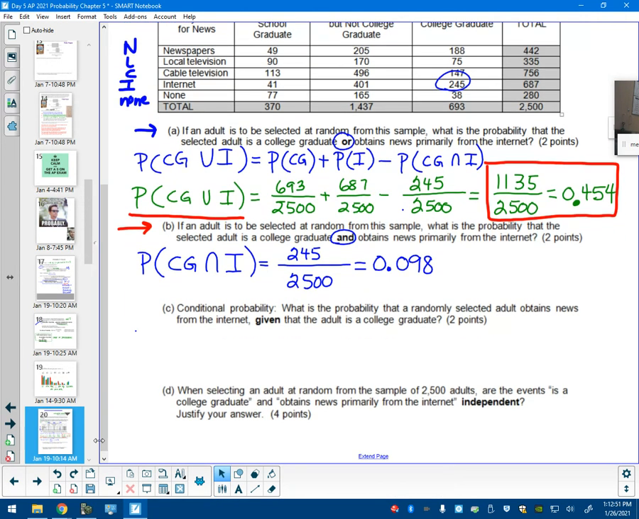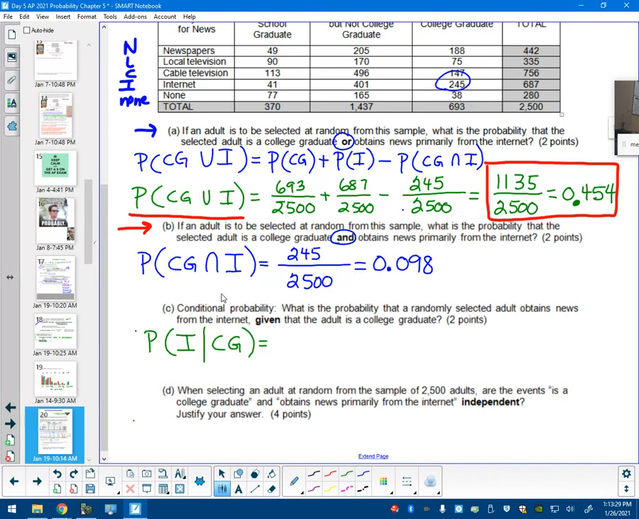All right, conditional probability. Who have we not selected yet? Philip, could you read C for us? What is the probability that a randomly selected adult obtains news from the internet, given that the adult is a college graduate? All right, so in case you don't remember this, do you remember it, Philip? You want to try? I do not remember it. Okay, the probability that you are getting news from the internet, and the symbol given is a straight line down. Given college graduate.